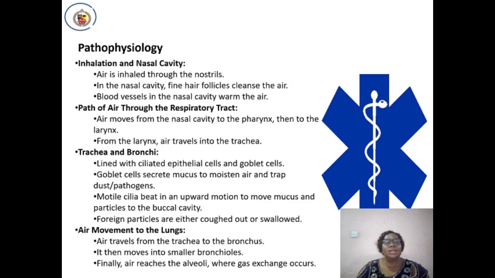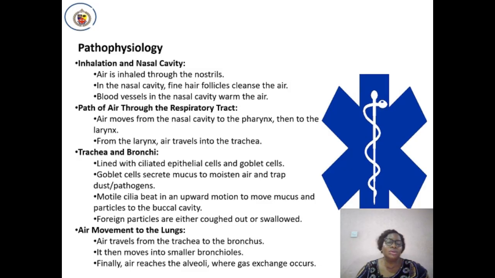The trachea and bronchi are lined with ciliated epithelial cells and goblet cells. Goblet cells secrete mucus to moisten the air and trap dust and pathogens. Motile cilia beat in an upward motion to move mucus and particles to the buccal cavity. Foreign particles are either coughed out or swallowed.